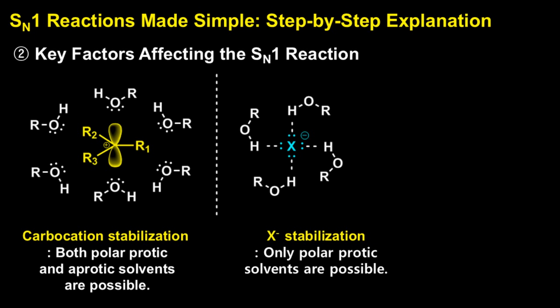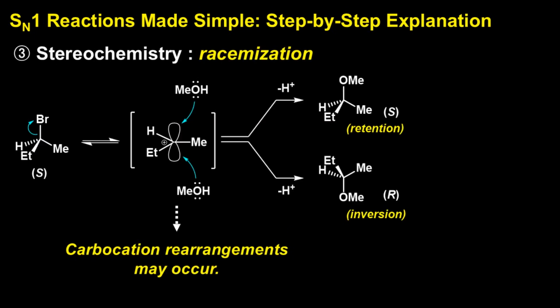So why does this happen? Polar protic solvents help stabilize the key species in the reaction. First, they stabilize the positively charged carbocation through dipole interactions. Then, they also stabilize the leaving group, usually a halide ion, by forming hydrogen bonds. This dual stabilization lowers the activation energy, making it easier for the reaction to move forward. Now compare that with polar aprotic solvents. They can stabilize the carbocation, but they don't do much for the leaving group. That makes them less effective in SN1 reactions.